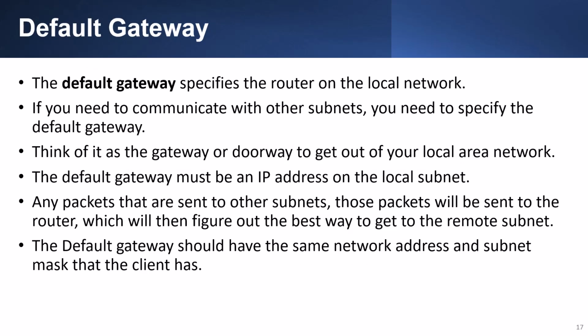The default gateway specifies the router on the local network. If you need to communicate with other subnets, you need to specify the default gateway. Think of it as a gateway or doorway to get out of your local area network. The default gateway must be an IP address on the local subnet. Any packets that are sent to other subnets will be sent to the router, which will then figure out the best way to get to the remote subnet. The default gateway should have the same network address and subnet mask that the client has.